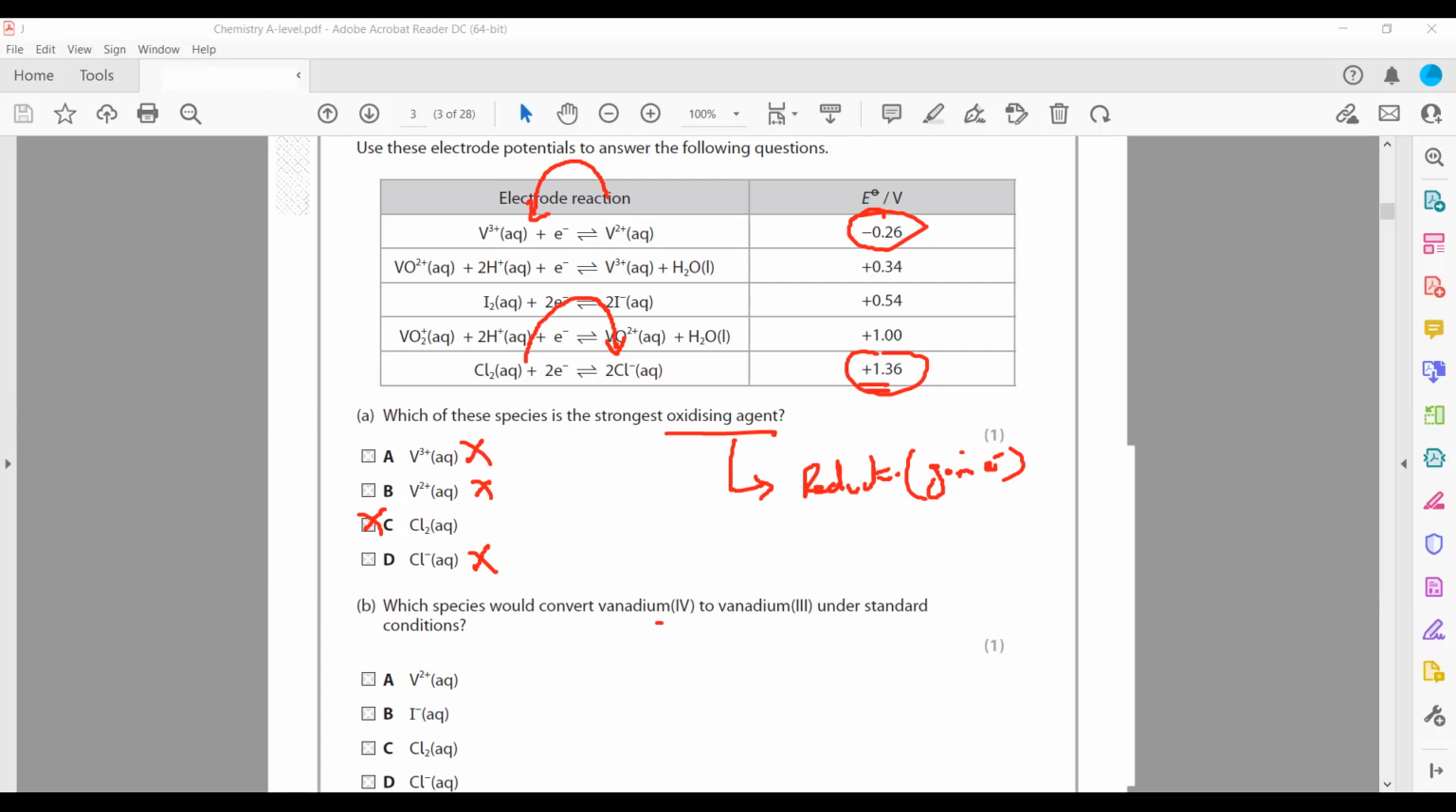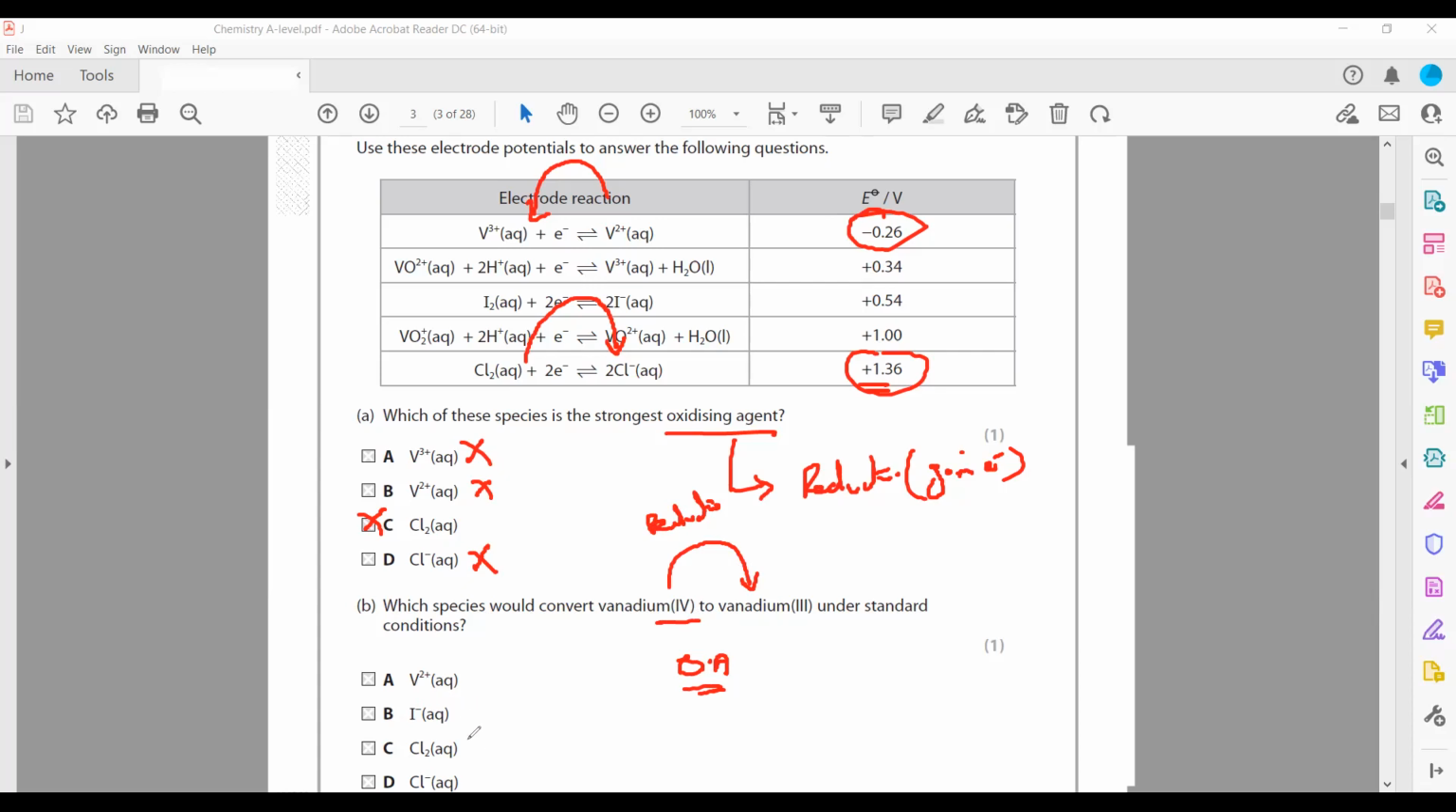So when we check the options, vanadium 4 to vanadium 3, that is a reduction. Reduction happens, so we are looking for an oxidizing agent. So how to identify the oxidizing agent? Already we checked all of this.